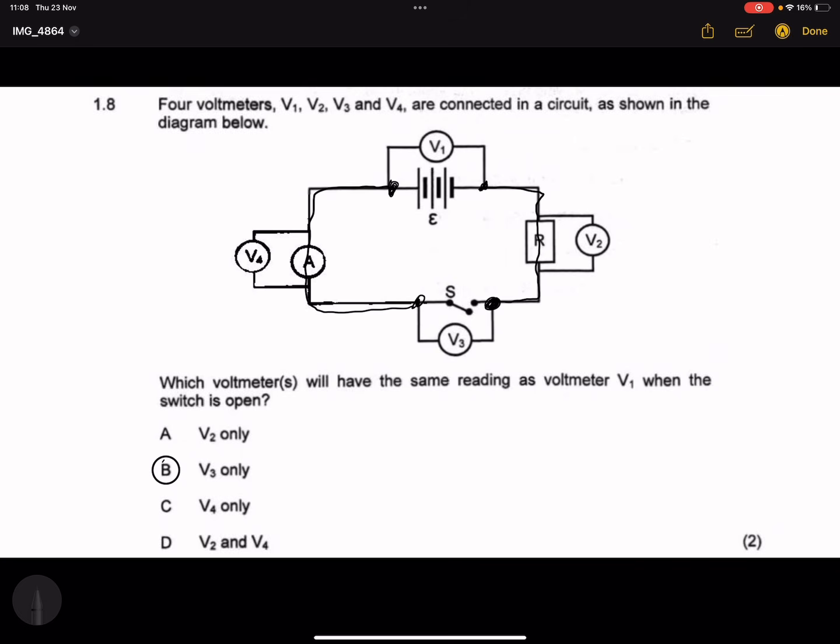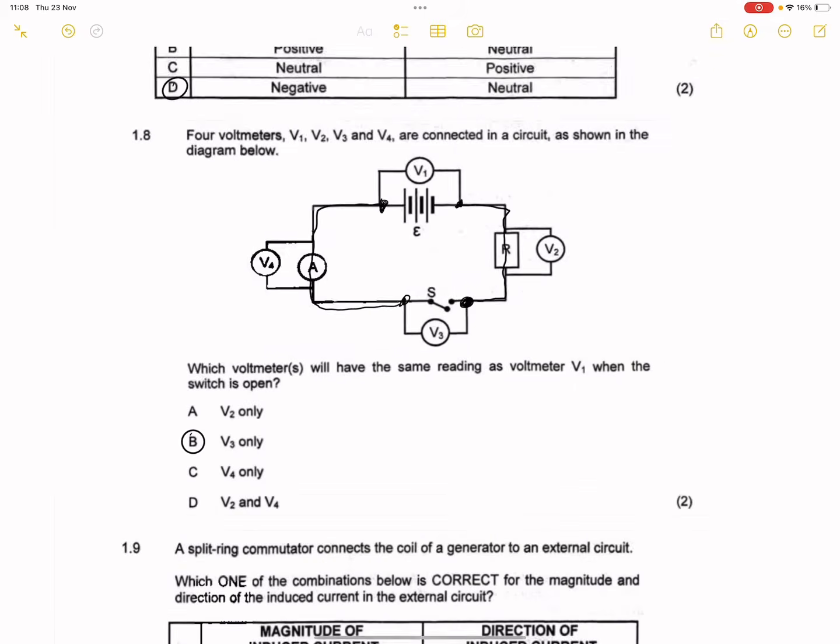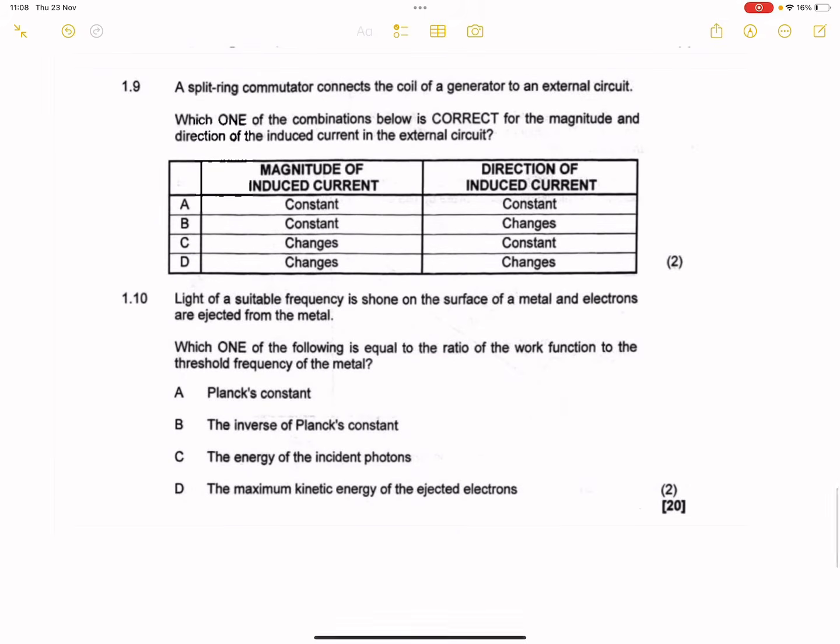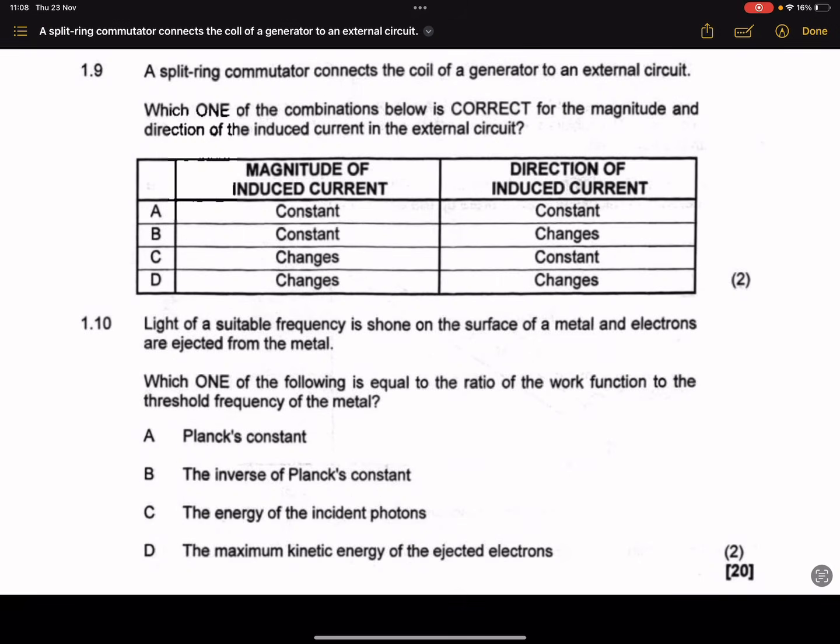Okay, right, let's go to the next question. They say to us a split ring commutator. Now remember, once we've got a split ring commutator, we know that we're dealing with direct current, isn't it? So they ask which one of the combinations below is correct for the magnitude and direction of the induced current in the external circuit.